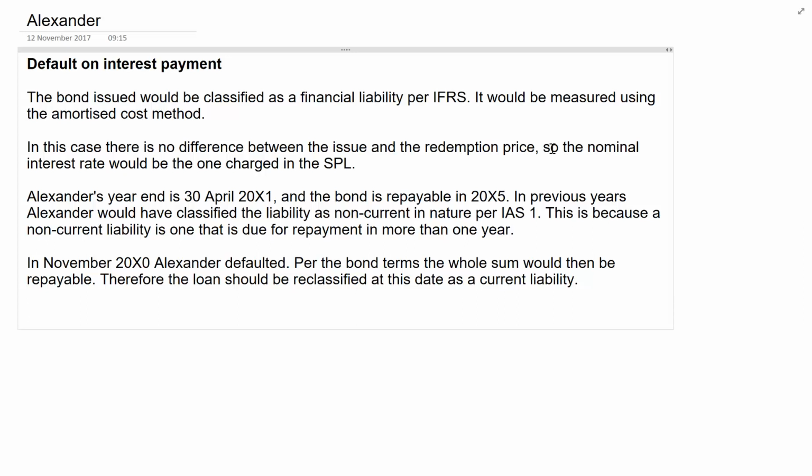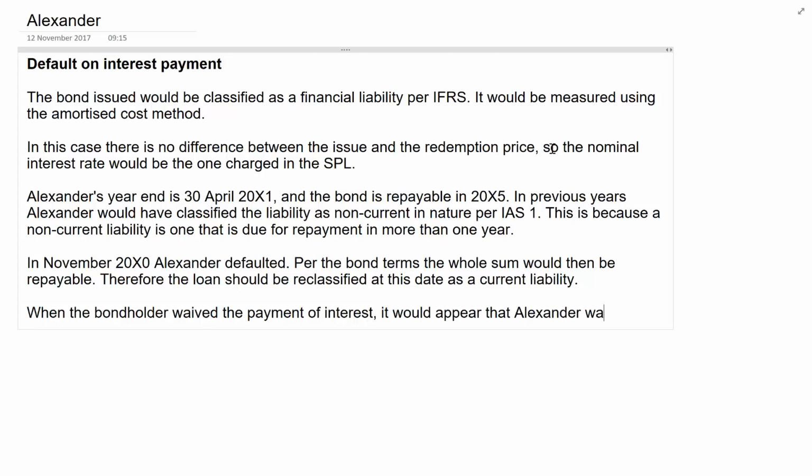The bondholder issued a waiver postponing the interest payment until the 31st of May. When the bondholder waived the payment of interest, it would appear that Alexander was no longer in breach of the loan, and so it can once again be classified as non-current.